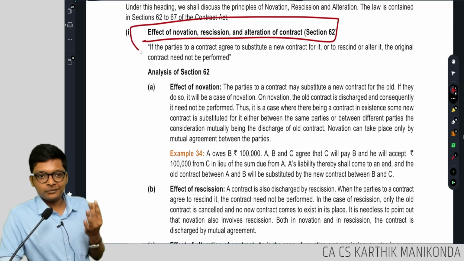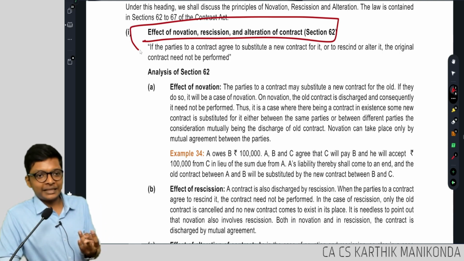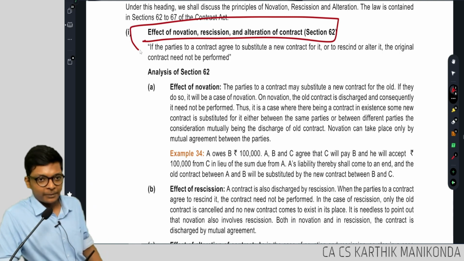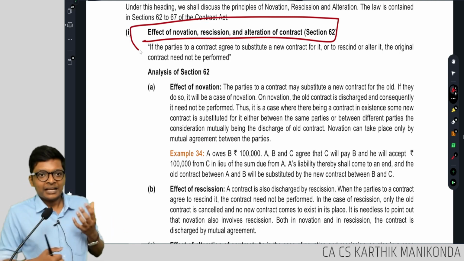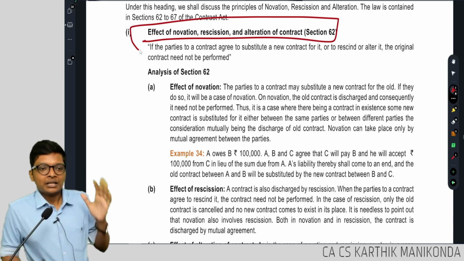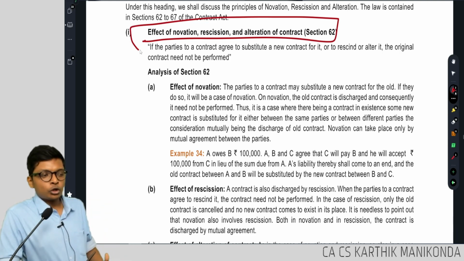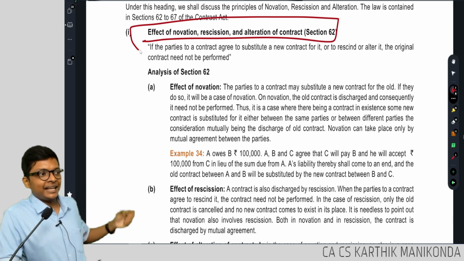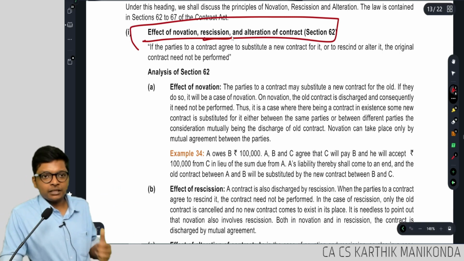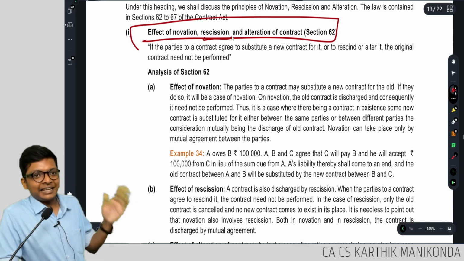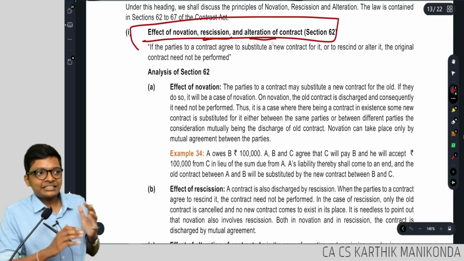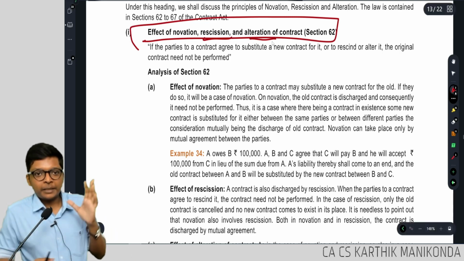What is novation, recession, alteration came for a 5 mark question in December 22 if I remember right. So you know what is novation. Replacing old contract with a new one. You have a chair in the house, you don't like the chair, throw that chair and buy a new chair. Novation. Recession, you don't like the chair, throw the chair, sit on the floor, cancel the contract. Alteration, chair is shaking, fix that chair and make it proper.